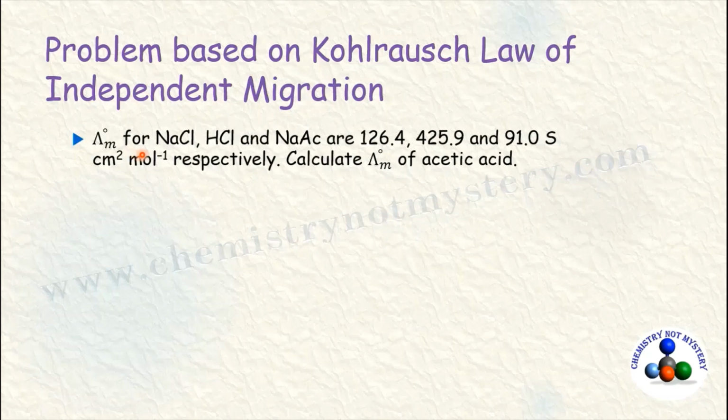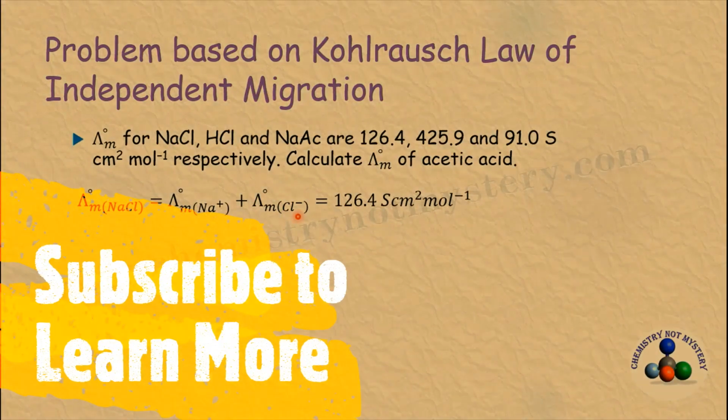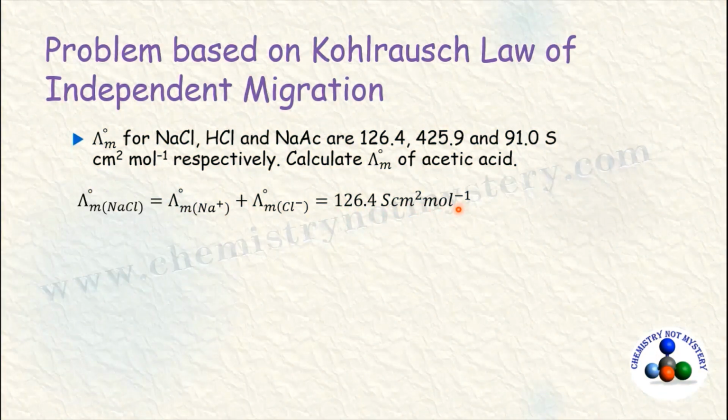First of all, write the equation for limiting molar conductivity for all the electrolytes given in the question. Based on Kohlrausch law of independent migration, limiting molar conductivity for NaCl is the sum of limiting molar conductivity of Na plus ion plus limiting molar conductivity of Cl negative ion. And it is given 126.4 Siemens centimeter square per mole.